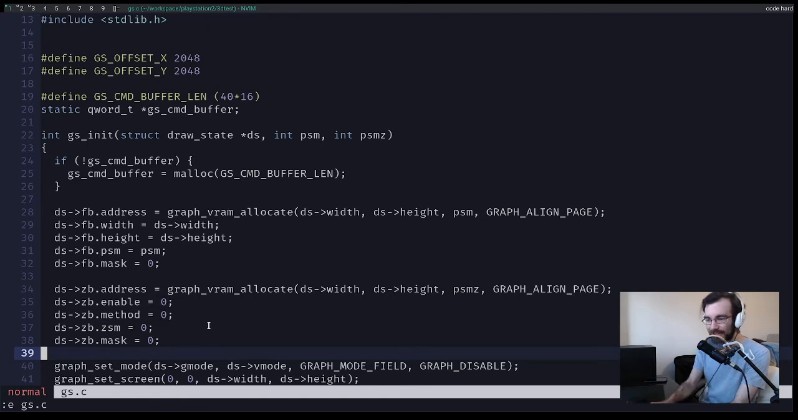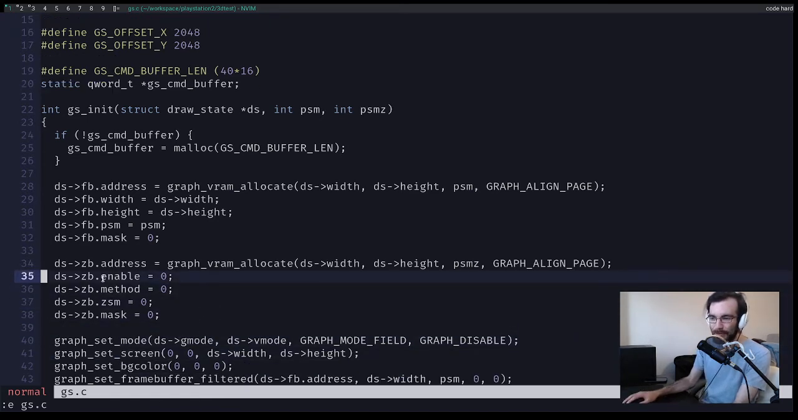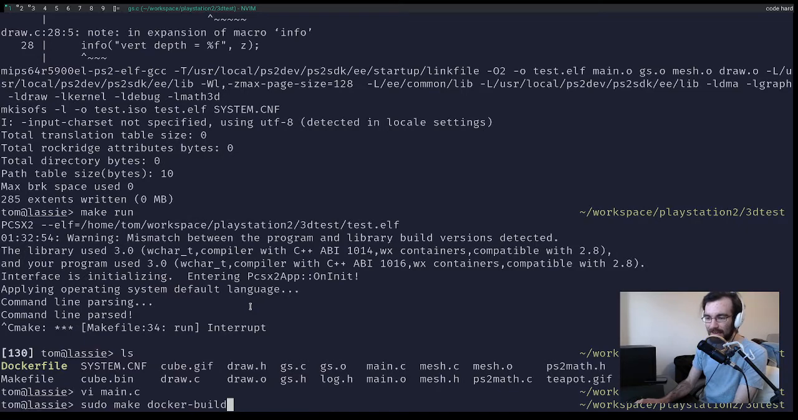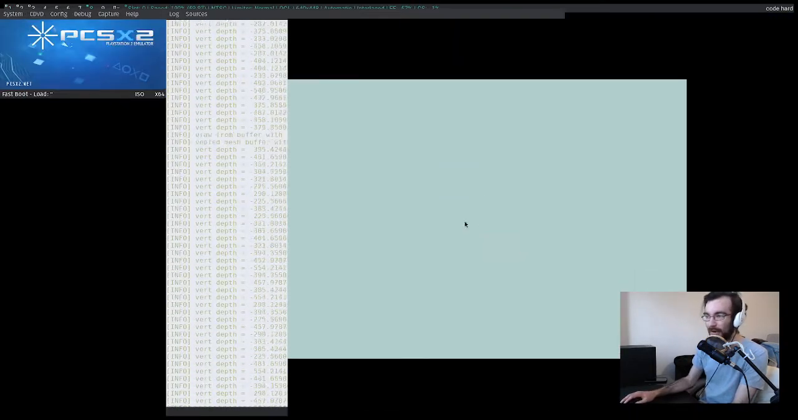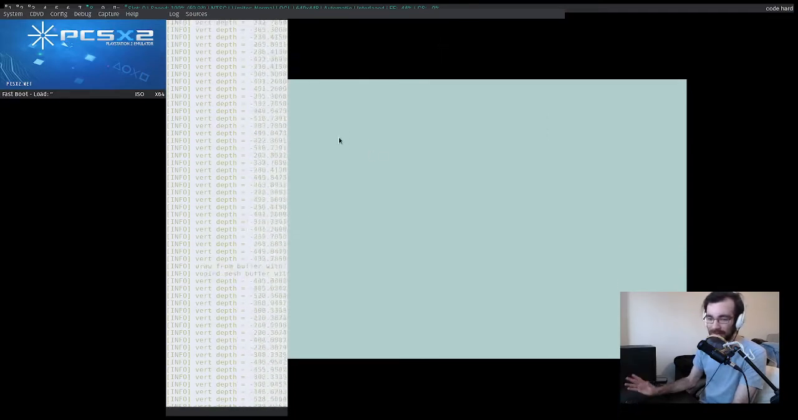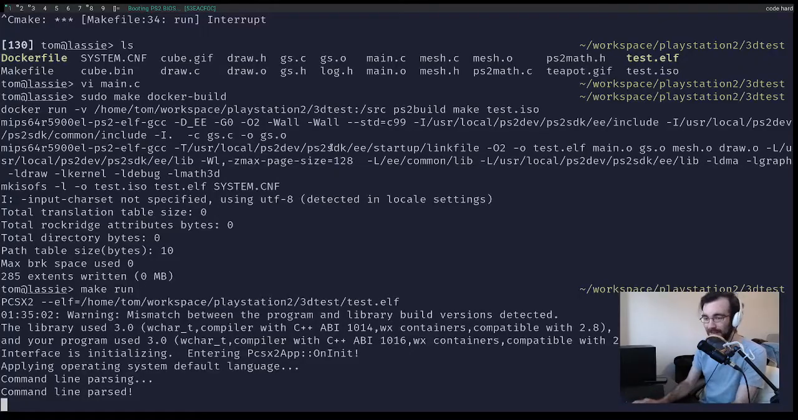So as it turns out, we also have this enable flag, which for some reason I initialized to 0, I guess because I was just trying to draw a triangle and I didn't care about Z, and that was great. If this had been 1, then this 0 would have meant nothing would draw. And so now if I go back in, make docker build, make run, we should see nothing drawing, except for the clear color when we clear the screen. So that's perfect, that's what we expect.